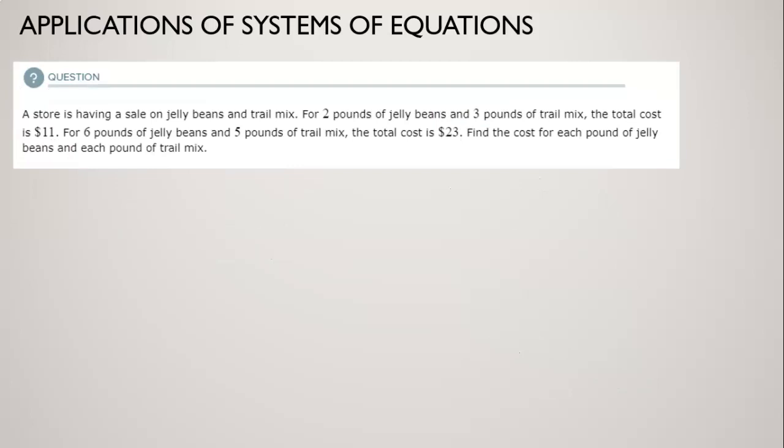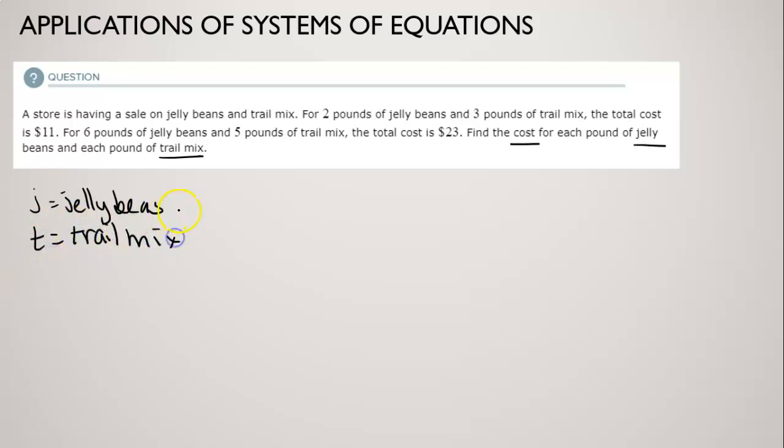A store is having a sale on jelly beans and trail mix. For 2 pounds of jelly beans and 3 pounds of trail mix, the total cost is $11. For 6 pounds of jelly beans and 5 pounds of trail mix, the total cost is $23. Find the cost for each pound of jelly beans and each pound of trail mix. All right, so remember, we're looking for variables first. So the variables that we're looking for are the cost for the jelly beans and the cost for the trail mix. So I'm going to use J for the jelly beans and T for the trail mix.